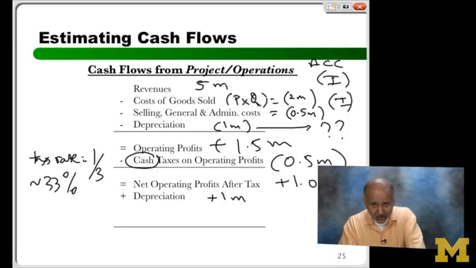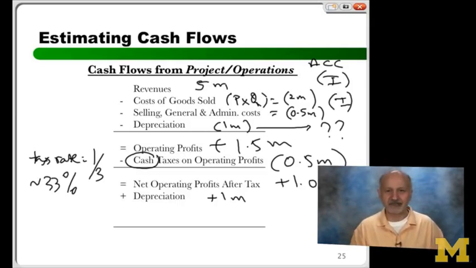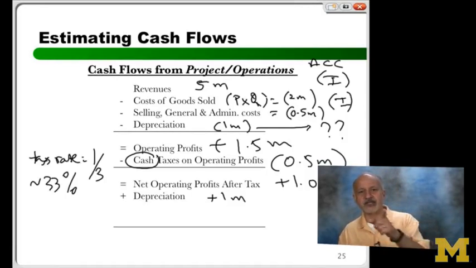Okay? So now, how much am I left with? I have 5 million minus 2, 3, sorry, minus 0.5 is 2.5. Minus 1 million depreciation, remember, in your head, what should you think? Fake? Yeah, right. But you'll subtract it because taxes are allowed to be reduced by that much. 1.5 million, so your taxes are 0.3 if your tax rate is 0.33. You're left with 1 million net operating profits after tax, but that's really not real.